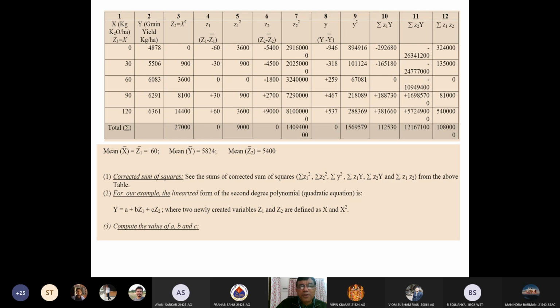So you get the column number 4. Now column number 5 is small z1 square. So you square the previous column, 60 into 60, 3600, 30 into 3900.